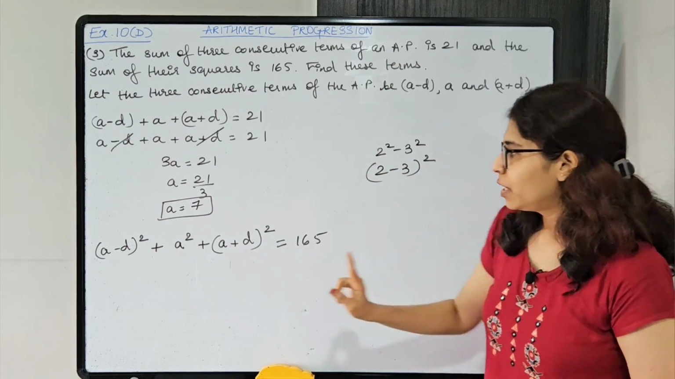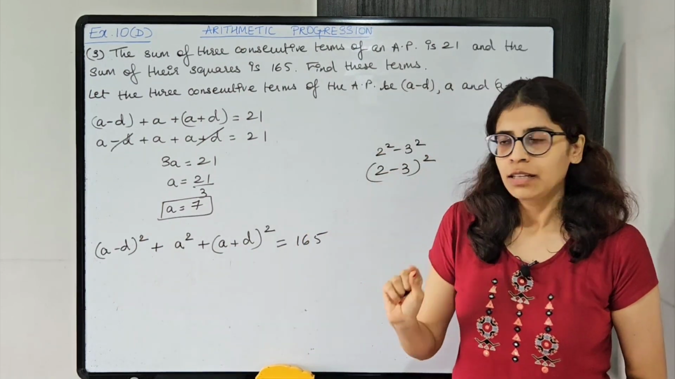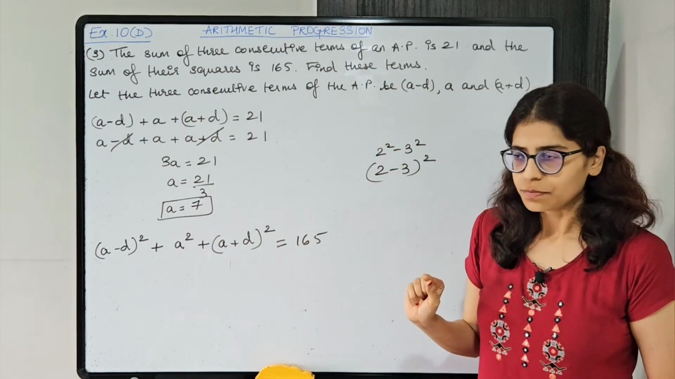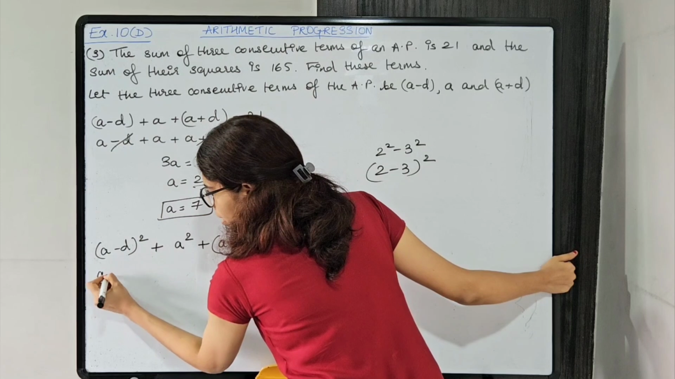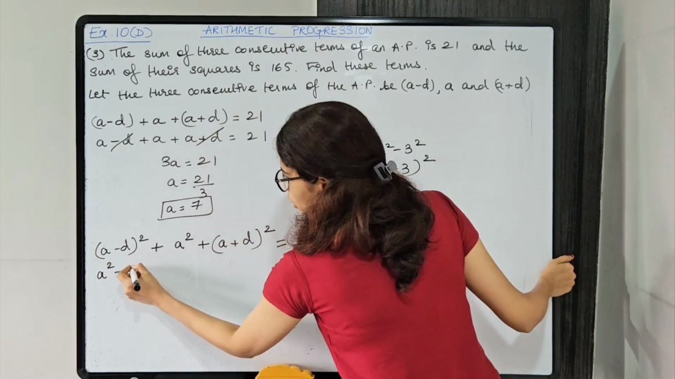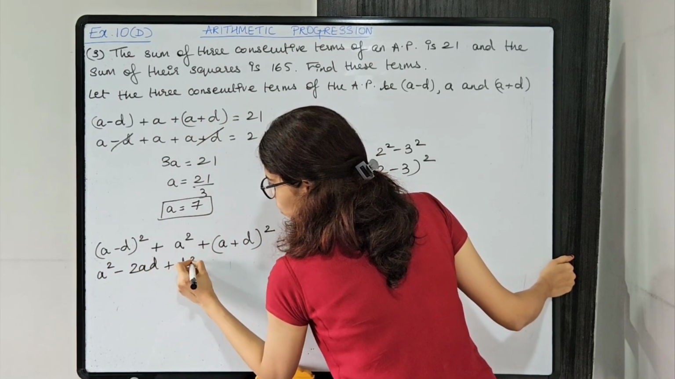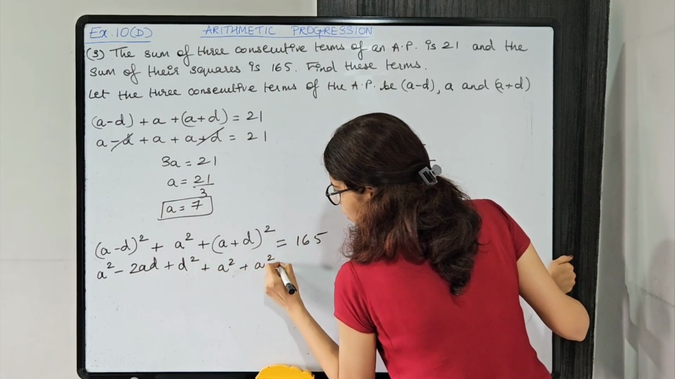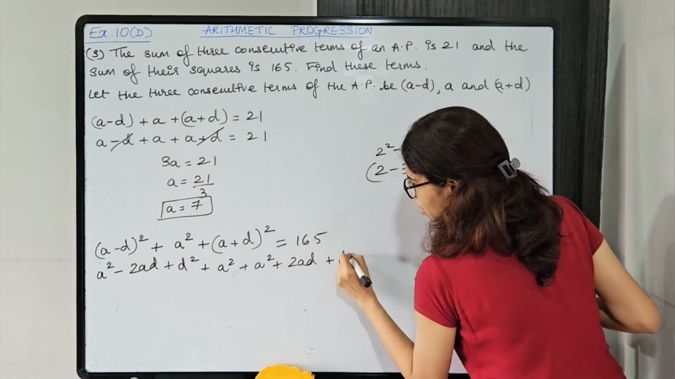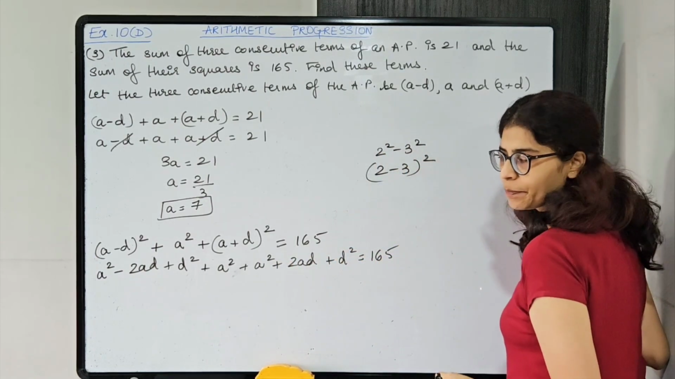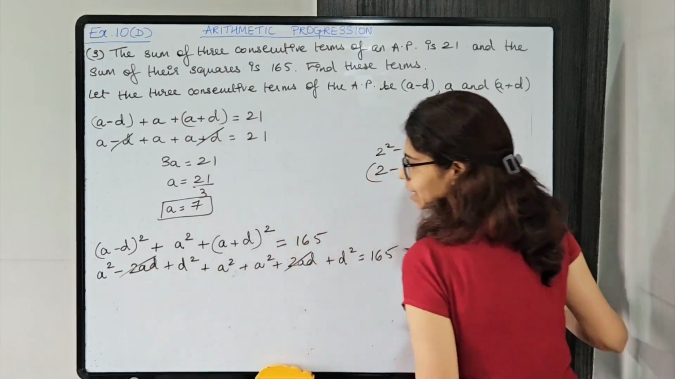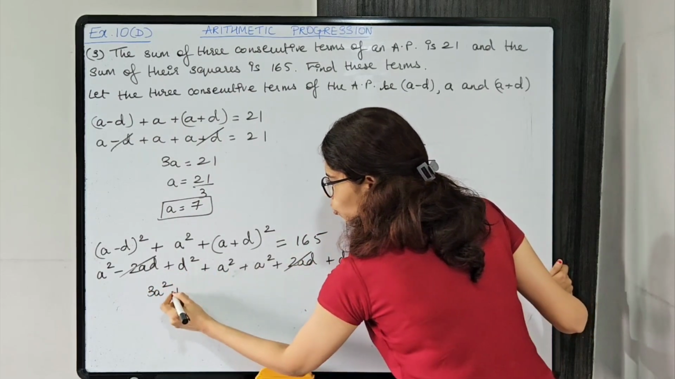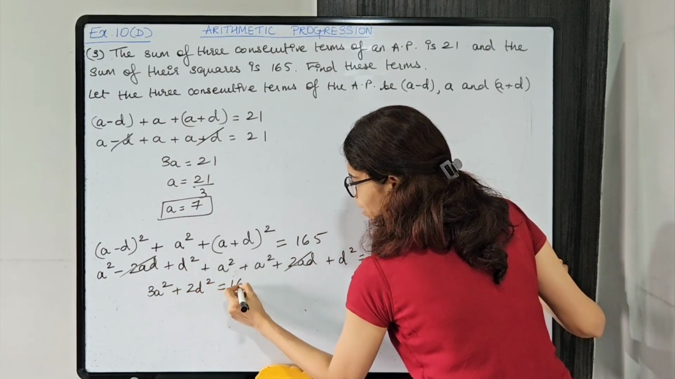Okay, so here we will apply the formulas for (A minus B) the whole squared and (A plus B) the whole squared. So this will be A square minus 2AD plus D square. This will be A square plus 2AD plus D square is equal to 165. Okay, 2AD minus 2AD cancels, so we are getting 3A square plus 2D square is equal to 165.